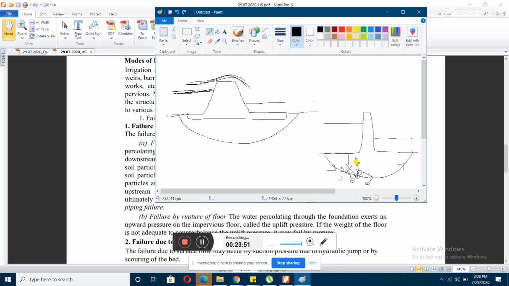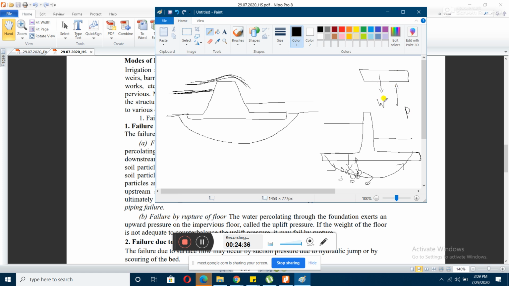Yes, sir. So what do we generally do? We construct one impervious floor, in order to resist the seepage. We put some weight on this floor. This is the floor, there is one weight, suppose that is W, and there is uplift pressure, suppose P.